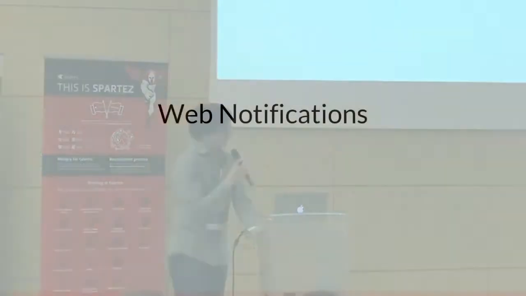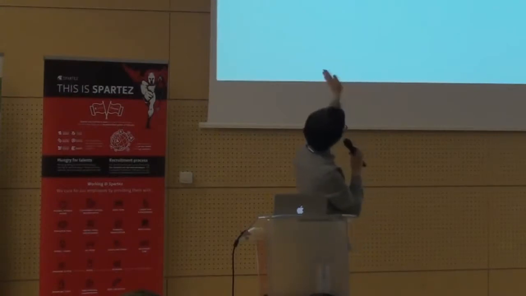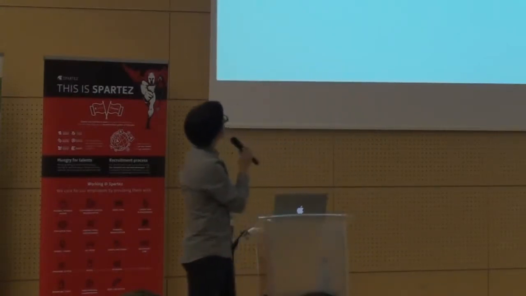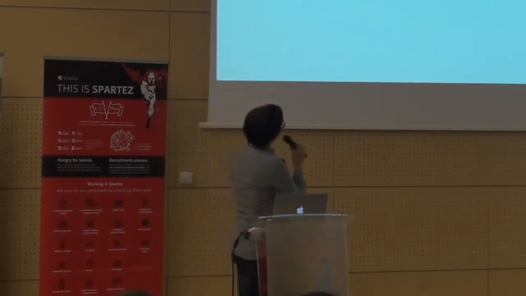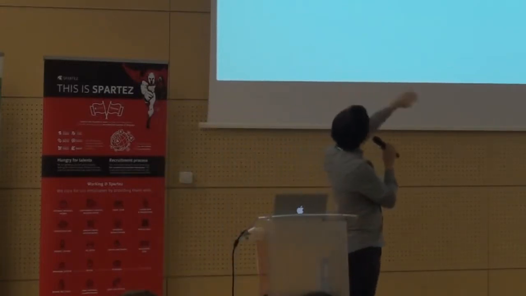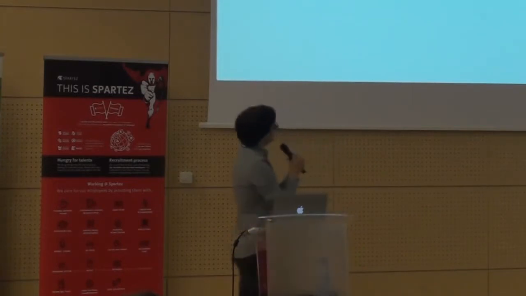Web notifications, another topic, which is already implemented, but it's also a bit buggy. The example is really simple. We request the permission. If it's granted, we create a new notification, and we set the title, we set the body, we set direction and language if we want to.